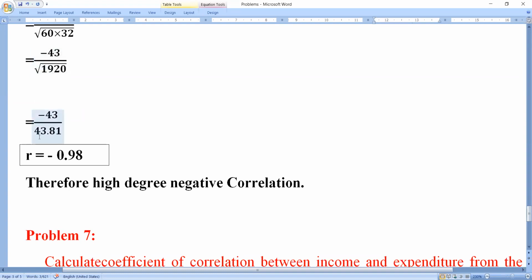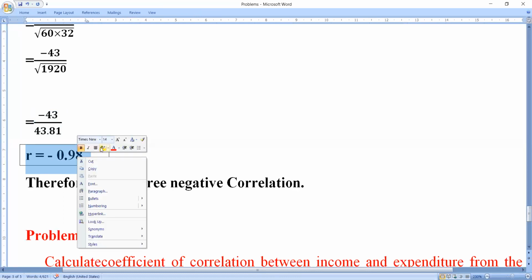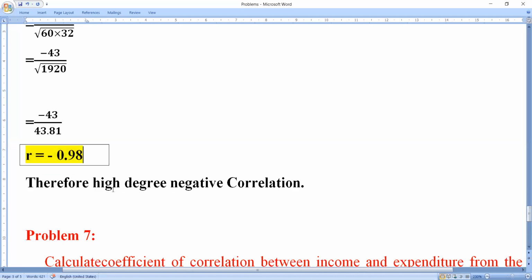When we remove the square root, we get the answer 43.81. When we divide minus 43 by plus 43.81, how much do we get? The answer is called the correlation coefficient. Correlation coefficient equals minus 0.98.